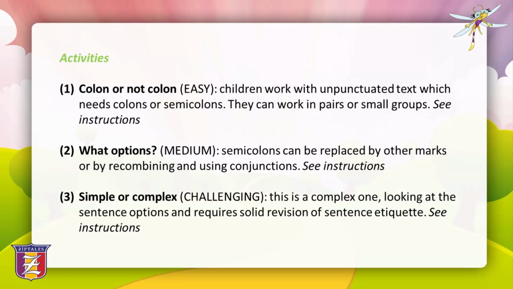Activities. 1. Colon or not colon. Children work with unpunctuated text which needs colons or semicolons. They can work in pairs or small groups. 2. What options? Semicolons can be replaced by other marks or by recombining and using conjunctions. 3. Simple or complex. This is a complex one looking at the sentence options and requires solid revision of sentence etiquette.